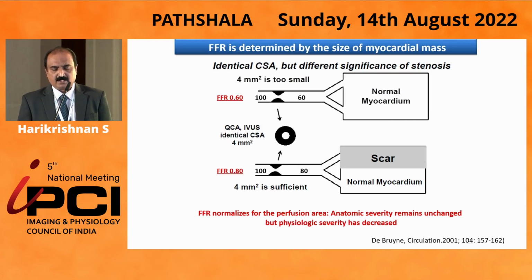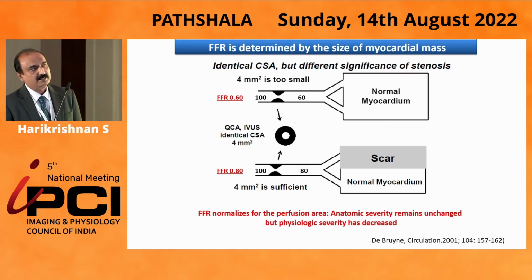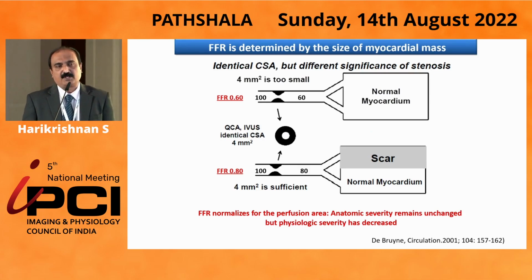Scar tissue, this is an example. For example, the upper panel shows an FFR value of 0.6. This patient was waiting for a procedure, developed an MI, and lost a significant amount of myocardium. So subsequently, when it was measured, the FFR was 0.8. So the FFR normalizes for the perfusion area. That is why, even if it's a very tight lesion, we don't get a positive FFR in a small diagonal branch and all. So it always normalizes for the perfusion area.